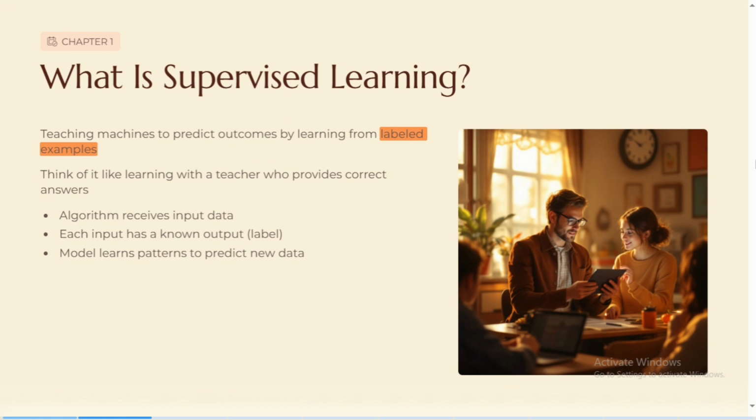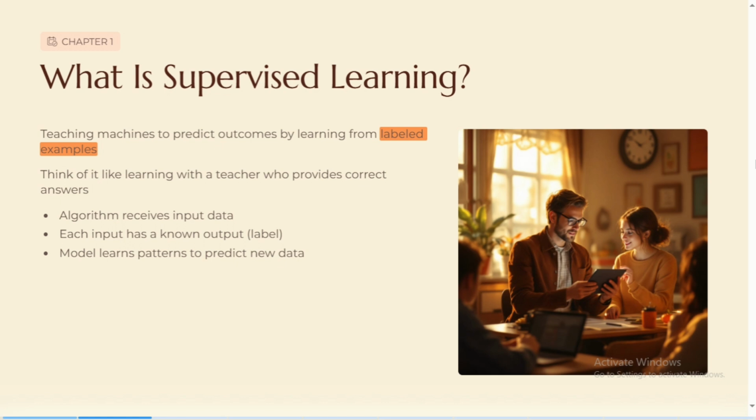What is supervised learning? Supervised learning is a type of machine learning where we teach machines using labeled data. Think of it like learning in school. A teacher gives you a question and also gives you the correct answer. Similarly, in supervised learning, the algorithm receives the input data. Every input has a known output called a label. The model learns patterns and then predicts answers for new data.